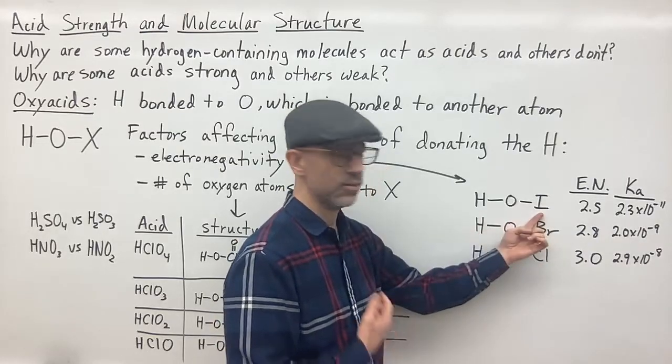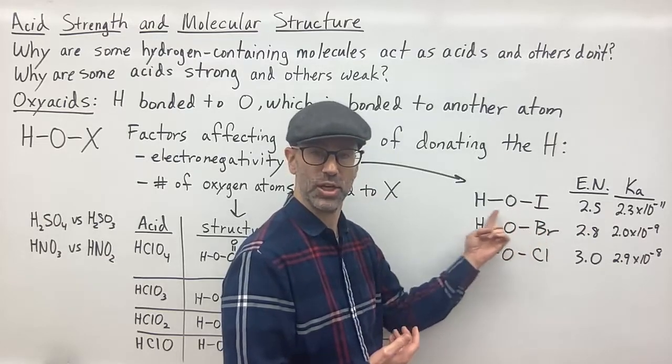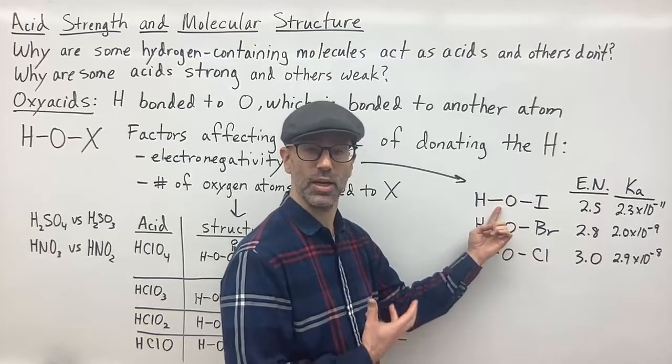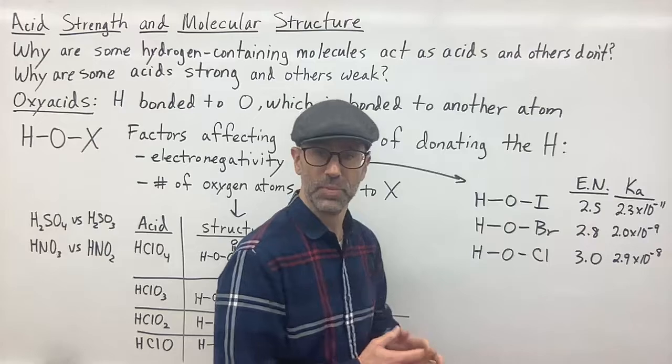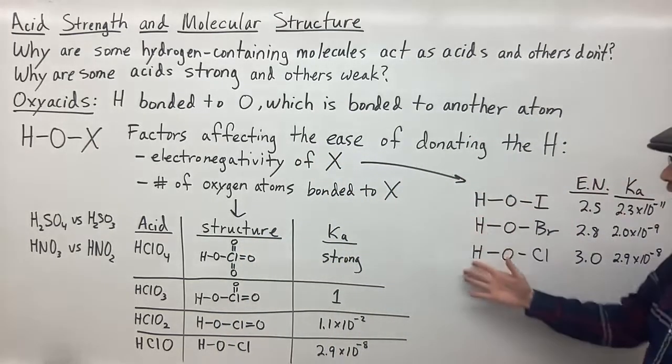Iodine is not as electronegative, so it's not going to be pulling on the electron density as much. That's going to allow the OH bond here to be greater, a stronger bond. So that explains it in terms of electronegativity.